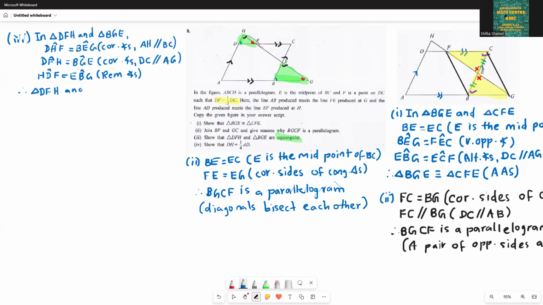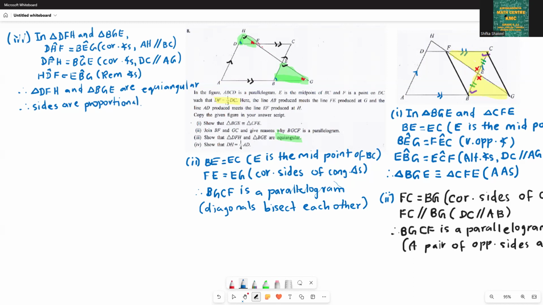and triangle BGE are equiangular. Two triangles being equiangular means that, therefore, their sides are proportional. The sides are proportional.